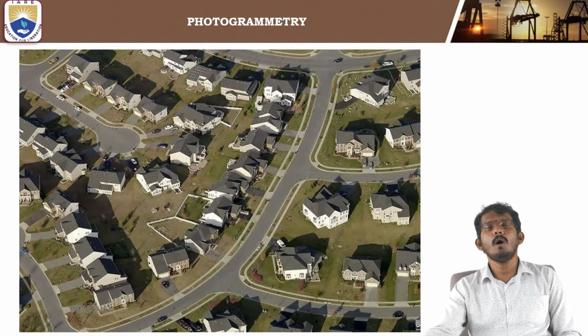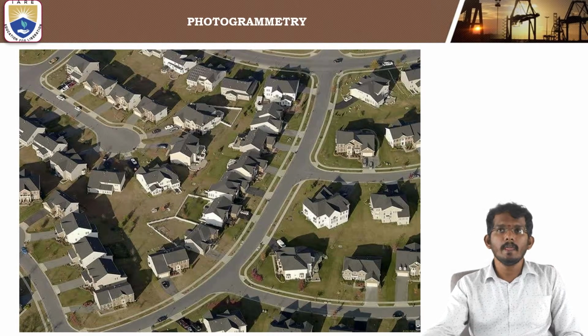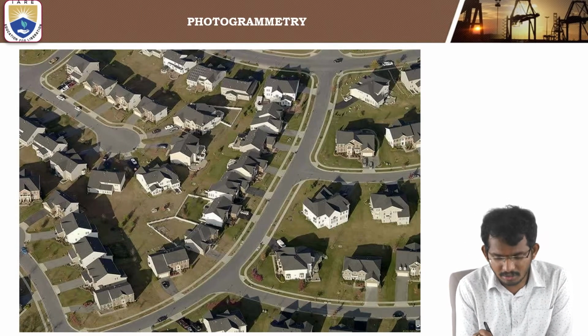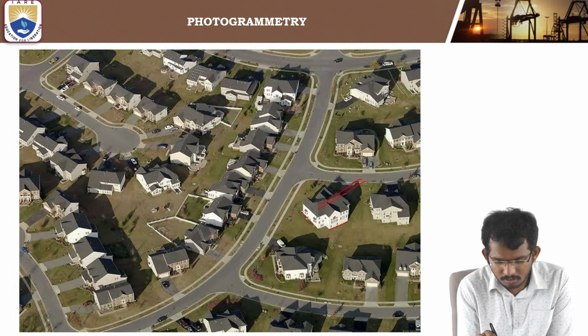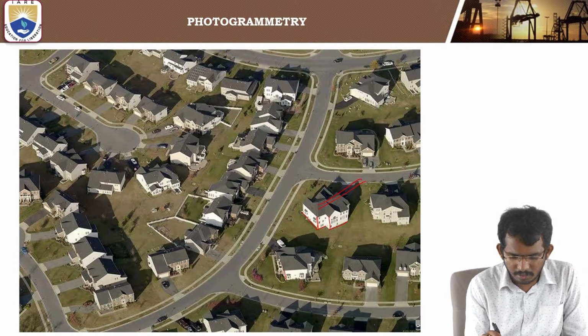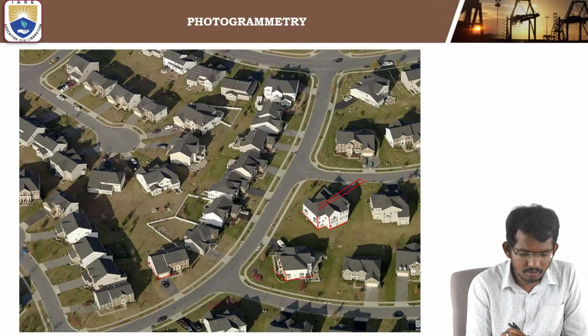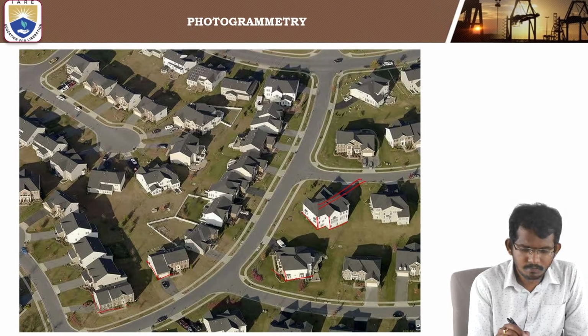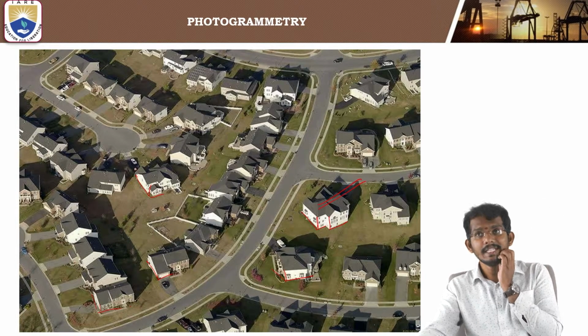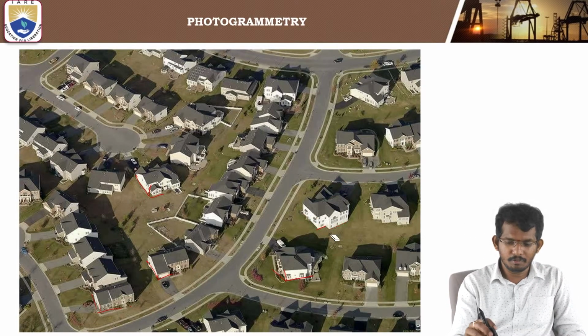This is a low oblique photograph. Here in a low oblique photograph, you can find 3D measurement. Observe this building here. You can see the length, width, and you can observe some height also. If you take any building here, you can observe length, width, and height. So we can get 3D measurements in the case of low oblique photogrammetry.